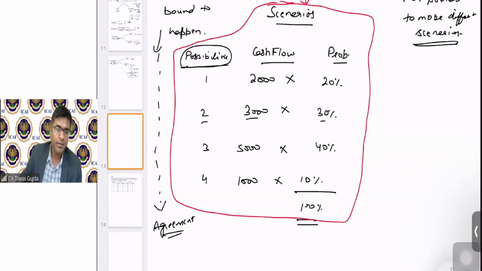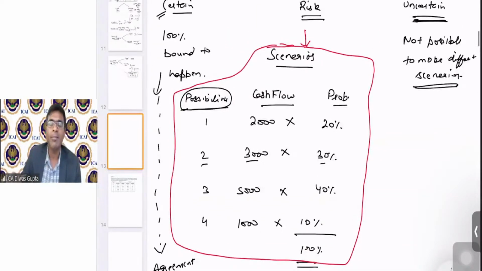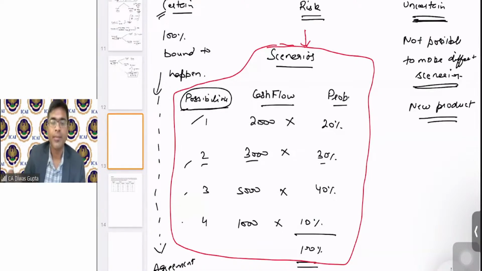When will there be an uncertainty? Uncertainty will primarily be there when we are dealing, let's say, with a new product. We have launched a new product. We don't know what is the demand and supply of that new product. We are new to that market. We cannot even come up with the different possibilities, correct? That what is going to be an outcome.